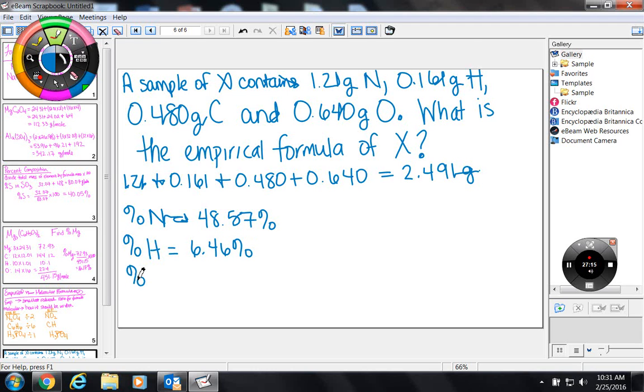Percent carbon is 0.480 divided by 2.491 times 100. 19.27%. Then 0.640 divided by 2.491 times 100. 25.69.